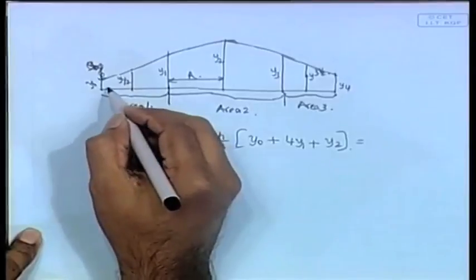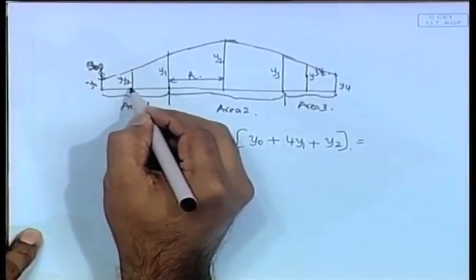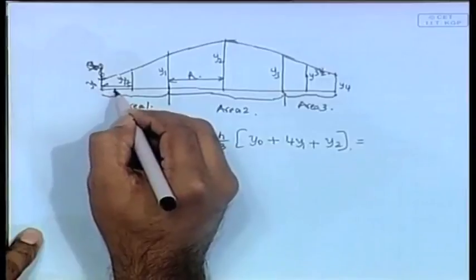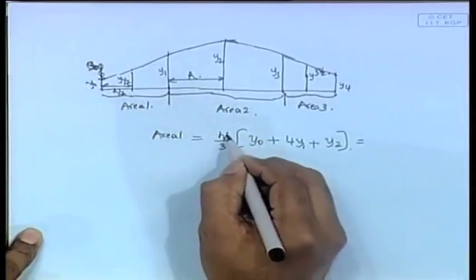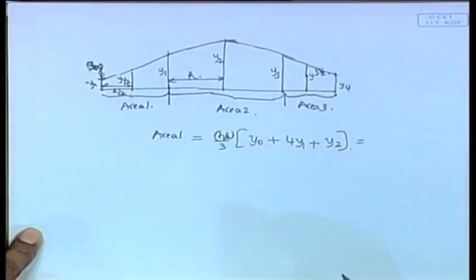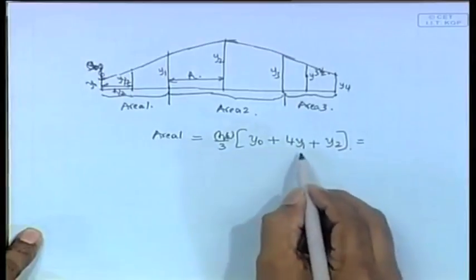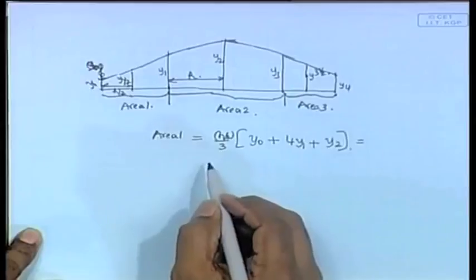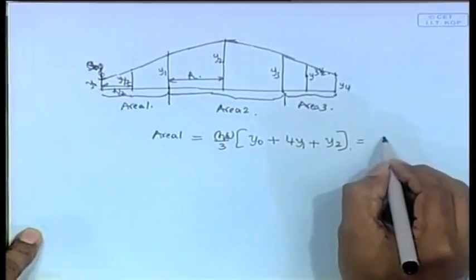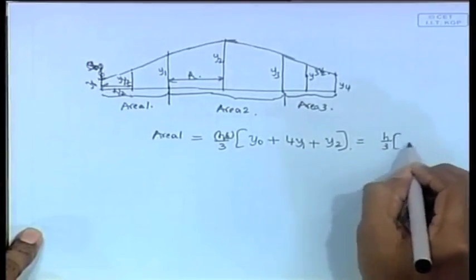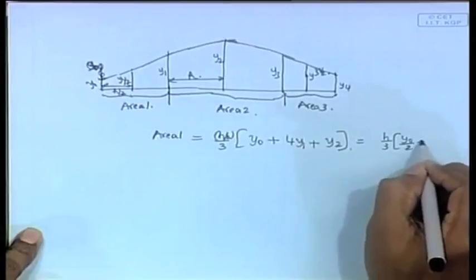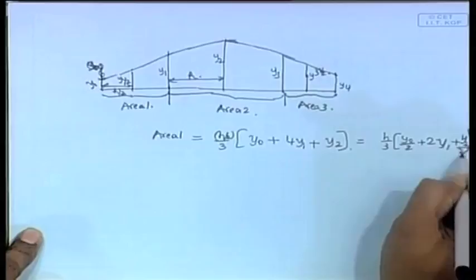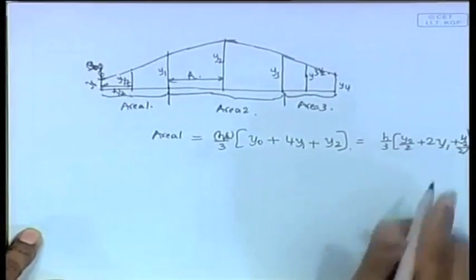So, obviously, the distance between 0 and half becomes h by 2. So, this is h by 2. It is actually h by 2 by 3 of y 0 plus 4 y half plus y 1, that is the area of this section. And therefore, we can write it as h by 3 into y 0 by 2 plus 2 y half plus y 1 by 2.